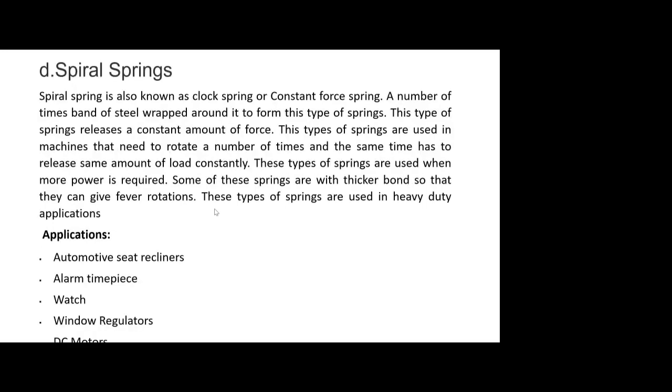Then spiral springs. The spiral spring is also known as a clock spring or constant force spring. The major application is the alarm in a timepiece, and watches. Springs are there, and such a spring is called a spiral spring. Then the leaf spring, whose major application is in automobiles. This is also used by blacksmiths. I don't know what that application is, but in automobile suspensions we are using this leaf spring.